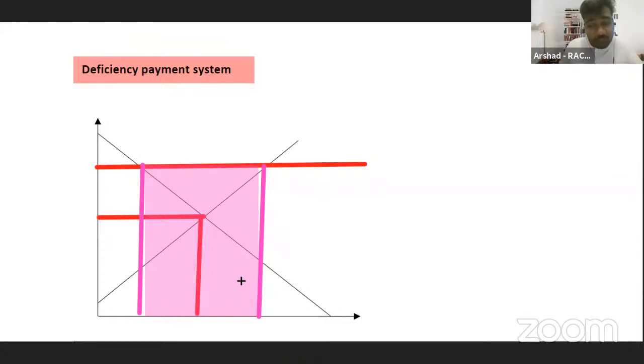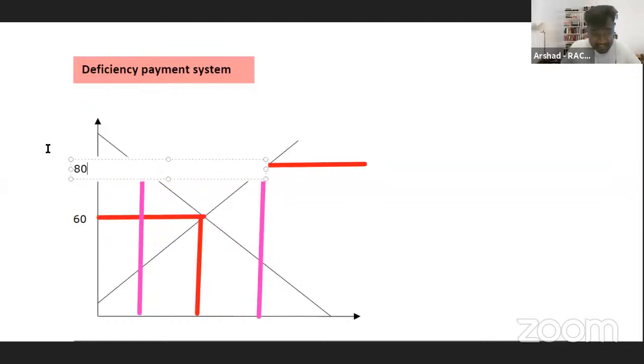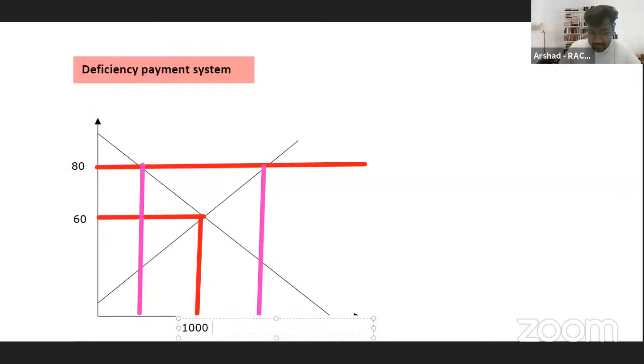Listen here, this is very important. Let's say our equilibrium price was 60. We'll go with the same example, 60. The government said they're giving a minimum price for the coconut of 80. There was an excess supply. So this is 1000, this is 1500, and this is 500. So can the government purchase now? No. So what will the government do here, guys?